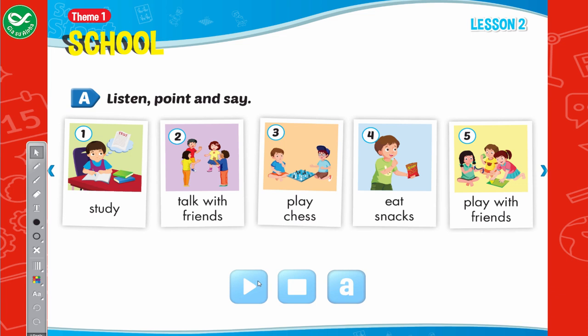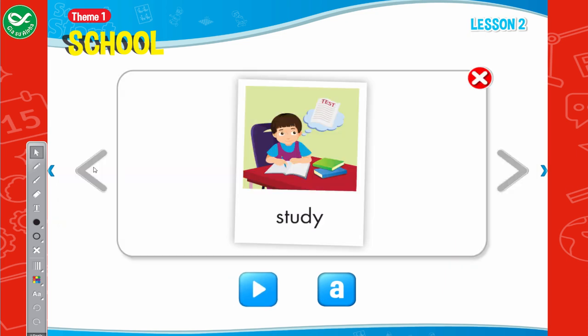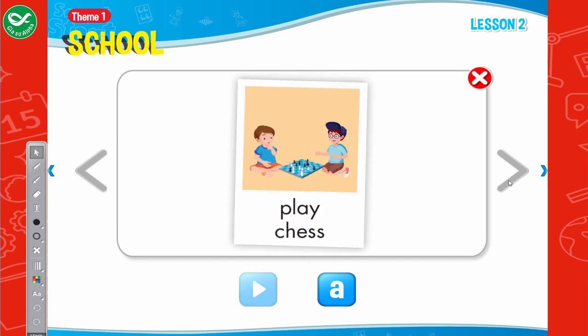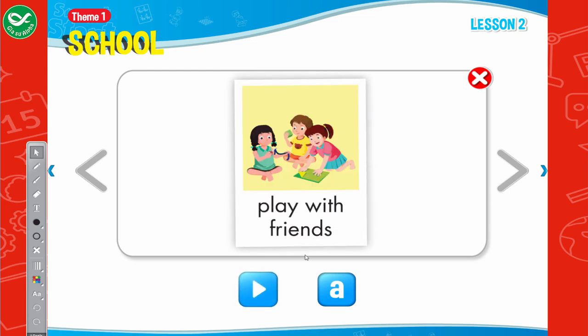A. Listen, point, and say. 1. Study. 2. Talk with friends. 3. Play chess. 4. Eat snacks. 5. Play with friends. Study. Talk with friends. Play chess. Eat snacks. Play with friends.